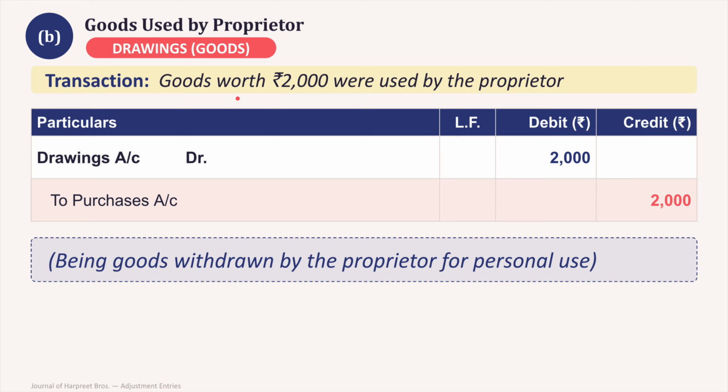Next, goods worth 2,000 were used by the proprietor. Now proprietor is the owner of the company, right? So he is using it, which means it is nothing but drawings. So drawings we have to debit, drawings account debtor to purchase account. Okay, it's because it is goods. Drawings account debtor to purchase account, debit, credit. Being goods withdrawn by the proprietor for personal use.